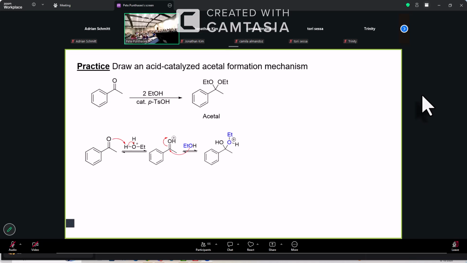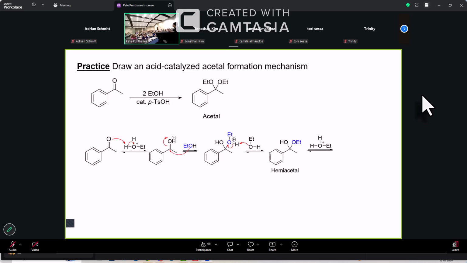Next step is deprotonation. There's a strong acid there, looks like a hydronium ion. So deprotonation. Halfway done. Hemiacetal. All right, hemiacetal. Move forward. Next step is protonation. All right.